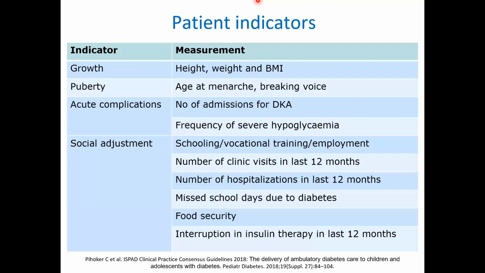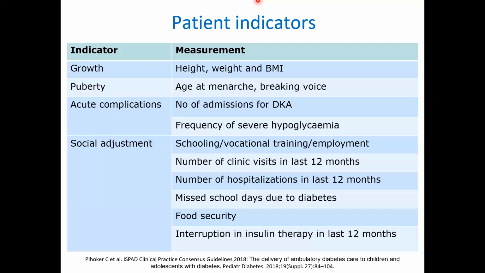Because we said they should be seen at least every 3 months. So if you have patients who are getting lost to follow up, then that's something that needs to be addressed. And I've already mentioned the number of hospitalizations in the last 12 months for each patient. Are they missing school days due to diabetes? How is the food security?